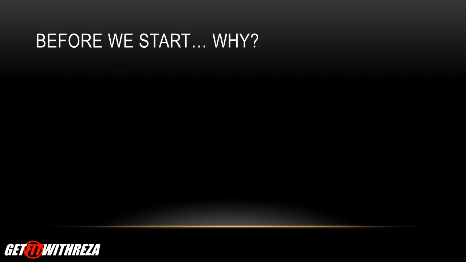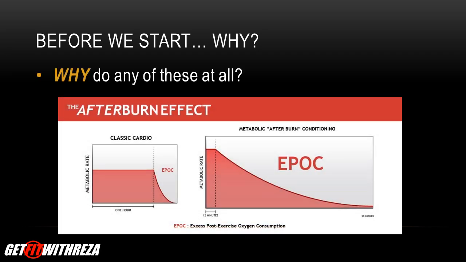Okay, before we start, we want to ask the question why? Why do any of this at all? So the primary thing that people love about these high intensity programs is essentially this thing called EPOC. All right, it's the excess post exercise oxygen consumption. So essentially EPOC is what we call in the fitness world the afterburn effect.